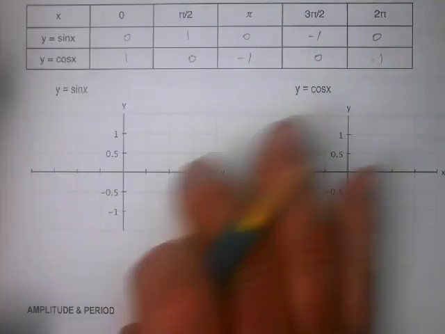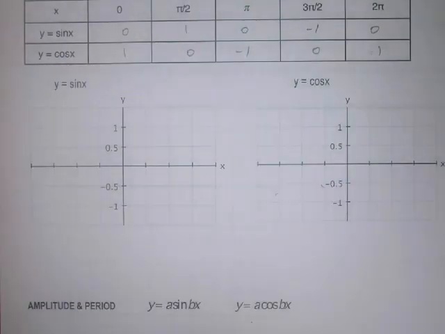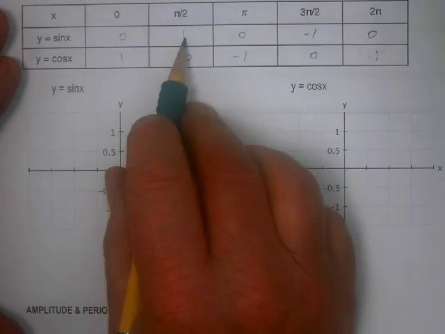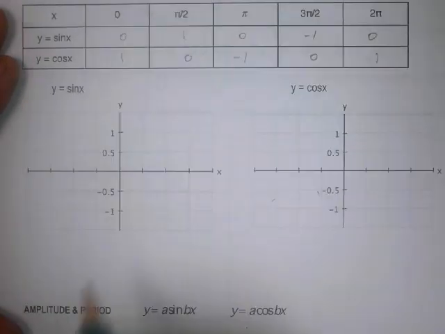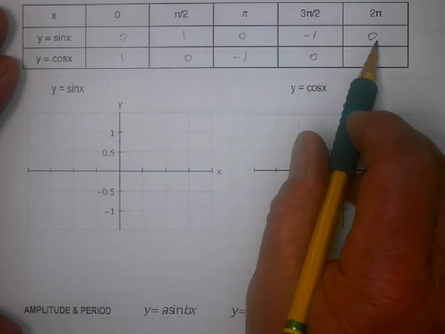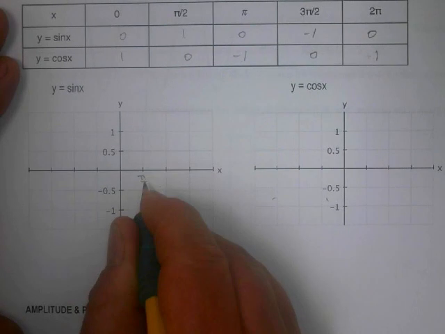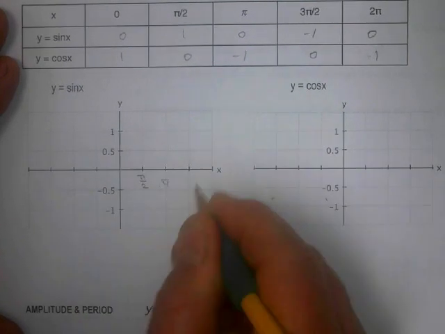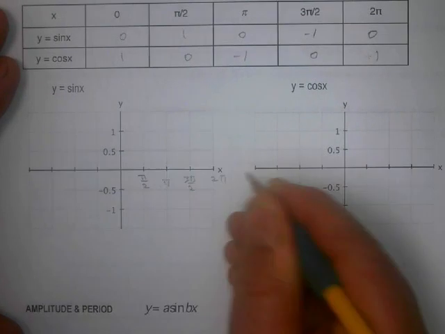Now here we have just a grid, and we're going to go ahead and put the sine curve here, cosine curve here. Notice the highest sine ever gets is 1, the lowest it ever gets is negative 1, so 1, negative 1. And at 0, pi, and 2 pi, it's at 0. Now what these marks are going to indicate, this is going to be pi over 2, pi, 3 pi over 2, and 2 pi.